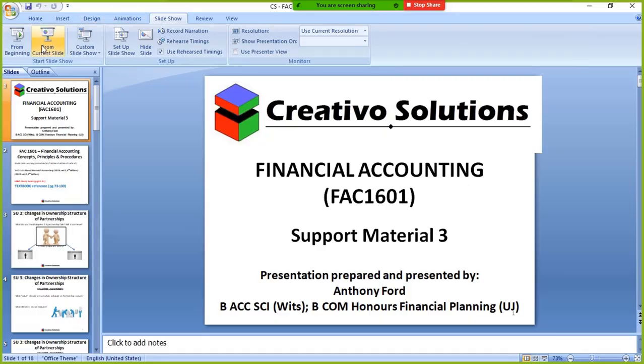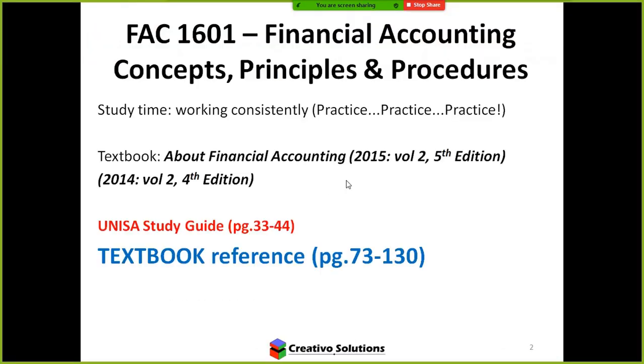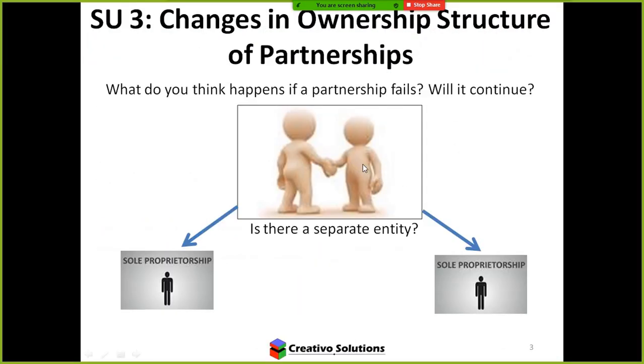So let's cover the theory. Some basics from before. What do you think happens if a partnership fails? Will it continue? No. Why not?